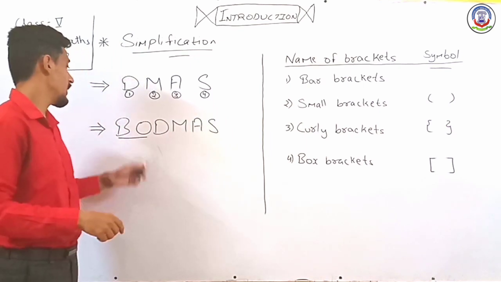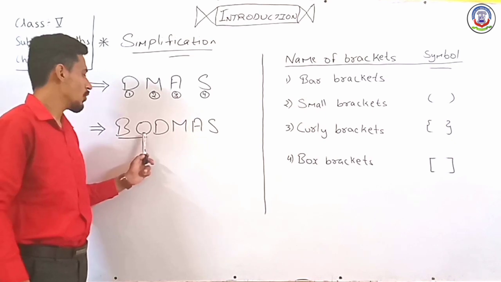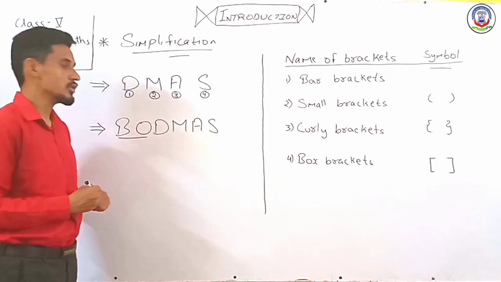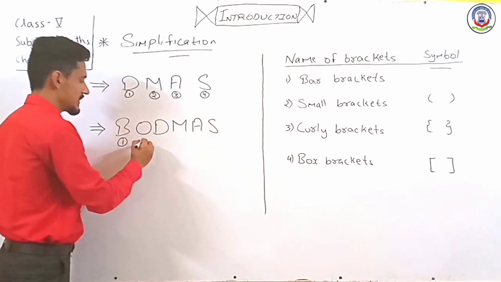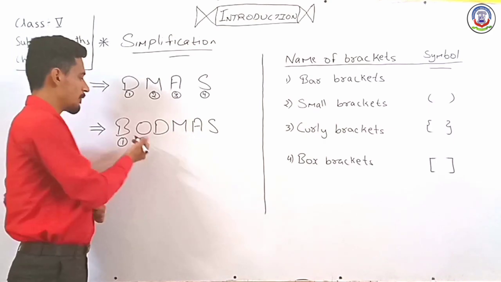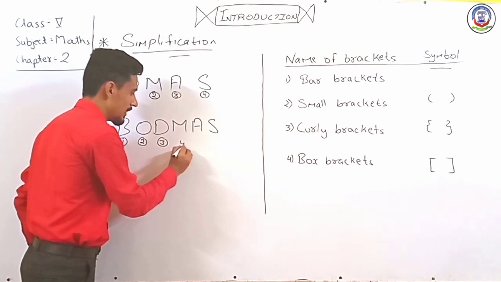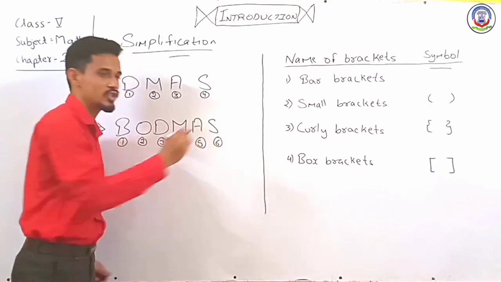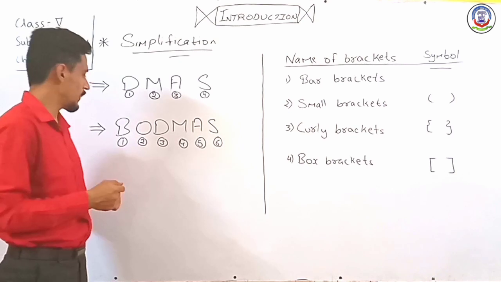But if there are B or O, that is B for brackets and O for of. So first we have to do brackets. Second, if there is O, that is of, we have to solve this. Then we have to do divide, multiplication, addition and subtraction. So this is the order of solving simplification.